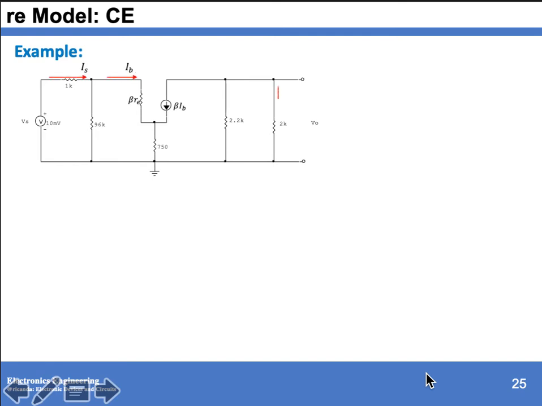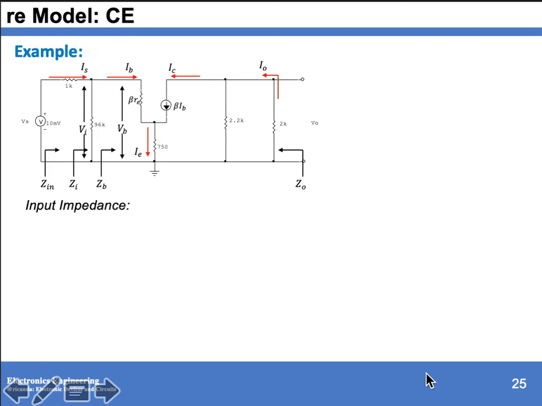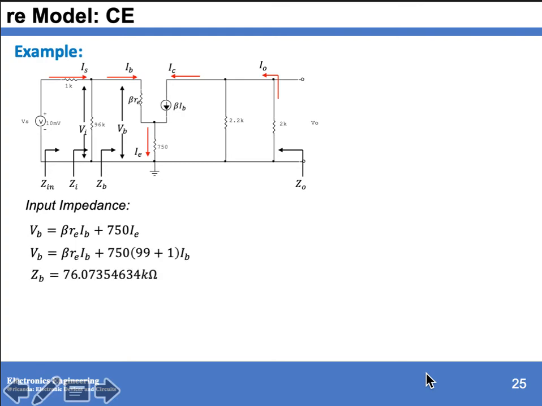So this is our current IS, IB, IO, IC, then IE. Voltage at the base, voltage I, and output impedance. So we have to solve for your input impedance. So that is beta RE IB plus 750 IE. We have to express IE in terms of IB. So we have voltage at the base as beta RE IB plus 750 times 100 times IB. If we divide this by IB, then we have your resistance.